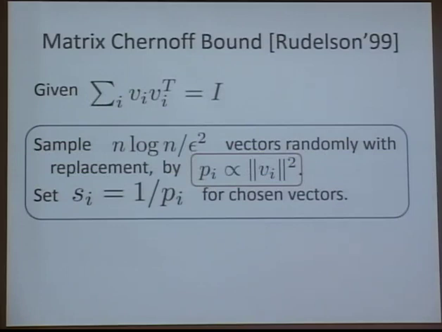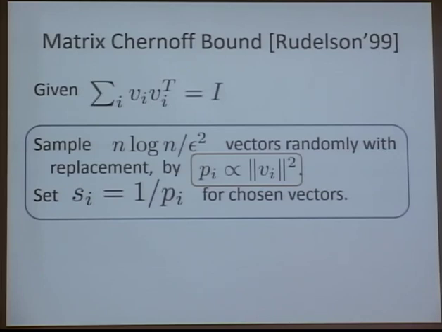And here I'm just going to use a matrix Chernoff bound. So I'm just going to do random sampling. Okay? So I have a bunch of vectors, lots of vectors, maybe much more than n log n, right? I want n log n vectors which are close to the identity. I know that the sum of these vectors is the identity, right? So I know that on average, if I pick a random one, it looks like the identity.